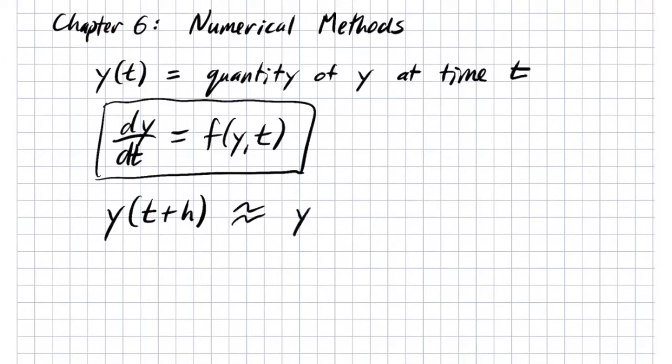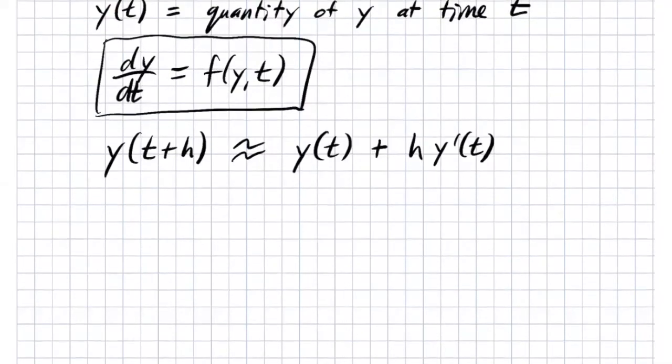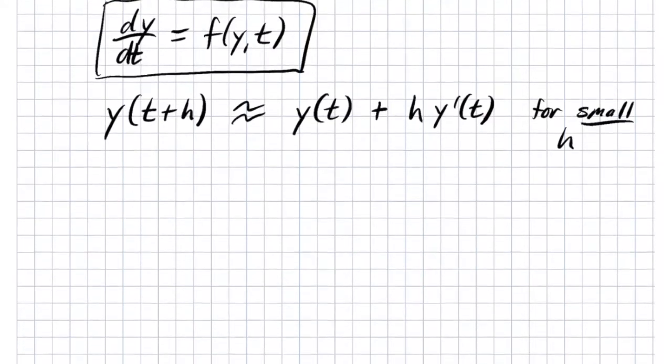So the way we write this is we say that y of t plus h is going to be very close to y of t plus h times the slope of that tangent. This is going to be a good approximation for small h. It could be positive or negative h, this will be fine, but it has to be small.